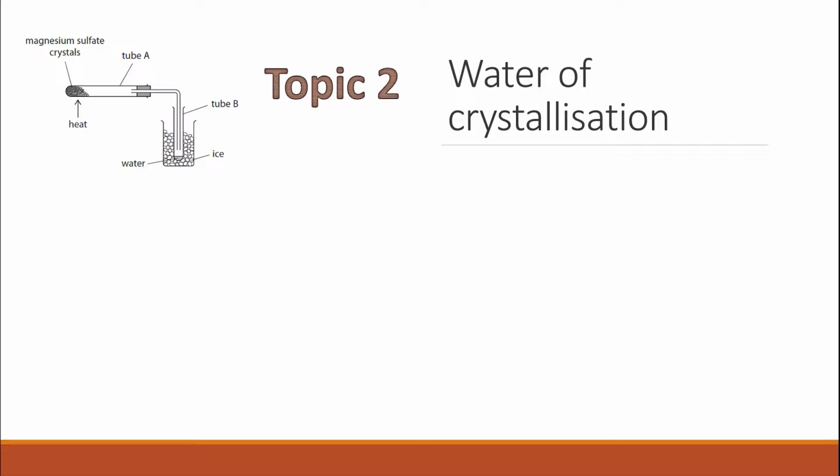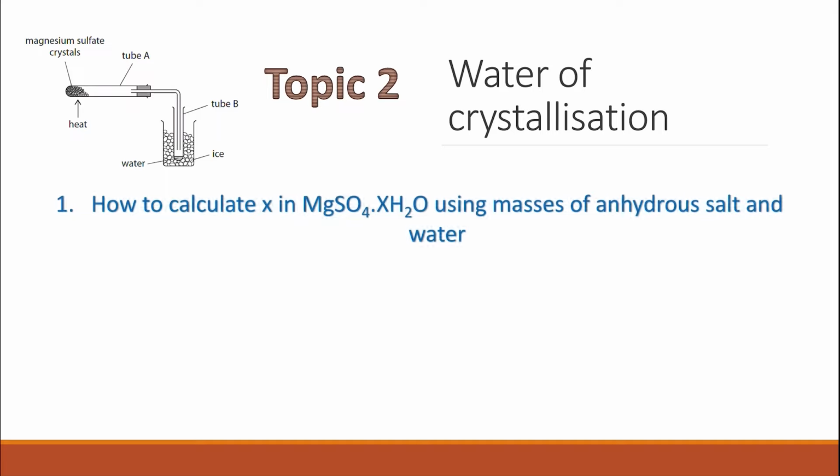The second topic is water of crystallization. It's very common in the exam to provide you with an experiment where they use a hydrated salt, dry it and collect the water of crystallization. In these questions, they usually ask you to calculate the number of waters of crystallization within the hydrated salt. So for example, how to calculate x in magnesium sulfate xH2O using the masses of the anhydrous salt and the water. You need to convert these masses into moles and then see the molar ratio.